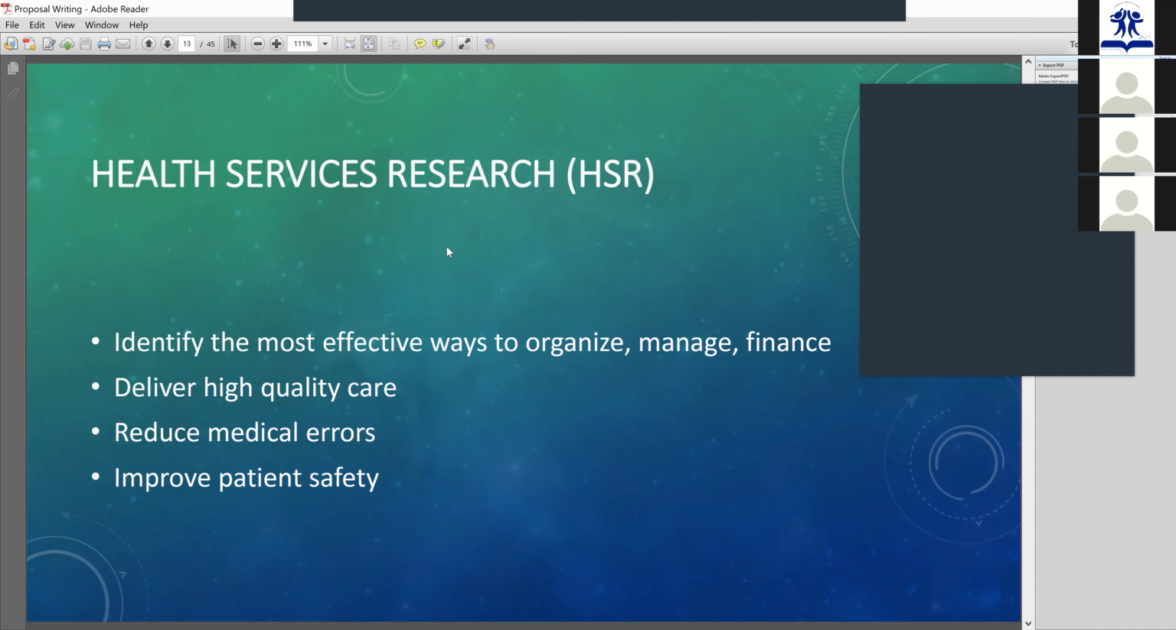Rarely do you use those topics. It's the abbreviation for health services research, okay? In these types of research, we want to organize, to manage, to provide finance for something that we need, okay? We want to solve the problems of the health society by doing those projects.